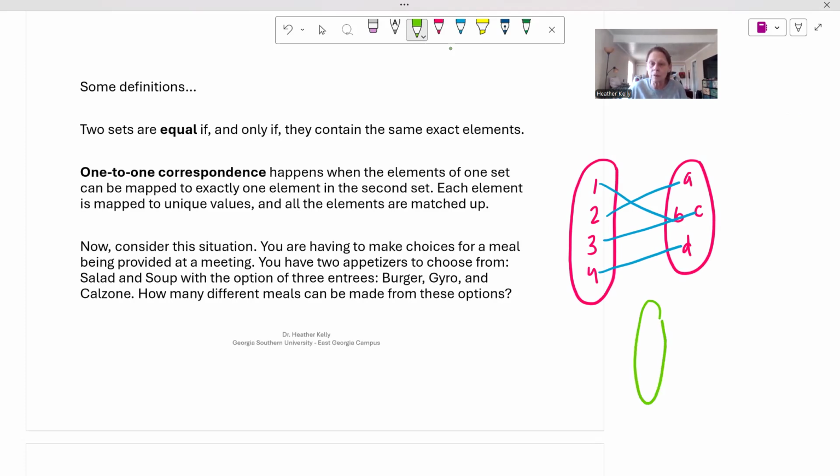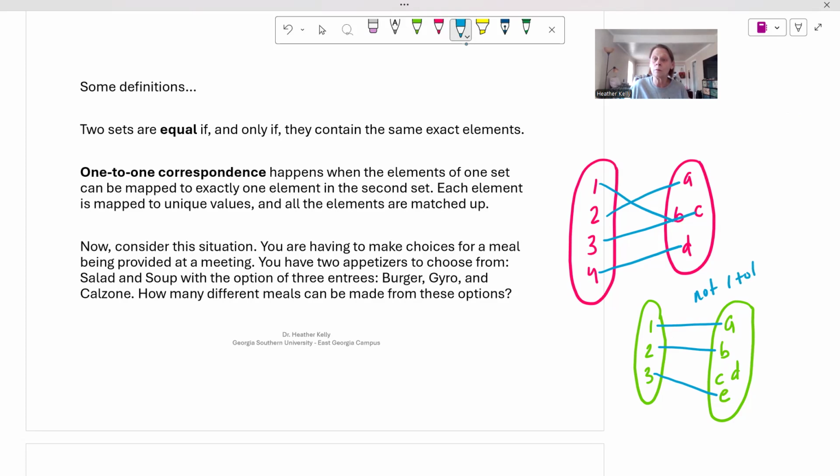But if we have, say, this 1, 2, 3, and this A, B, C, D, and E, this does not have one-to-one correspondence because there's things left there. Okay, so this is not one to one, and this is one to one. Okay, all right. So I just want to make sure you understand that.